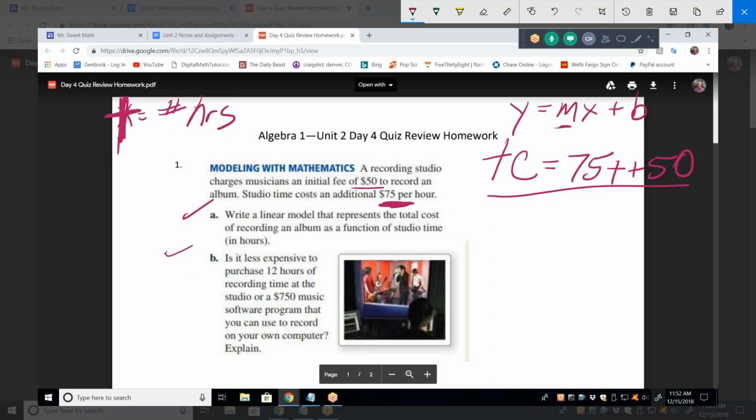Well, first of all, what would 12 hours at the studio cost you? $950. We're going to substitute 12 for T. What's 12 times 75? 900 plus 50. So you're right.